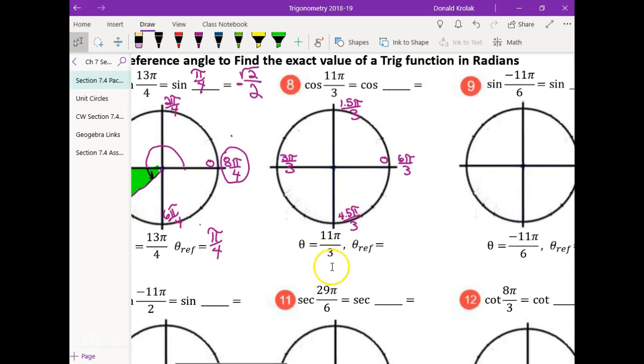All right, so we've got to figure out where 11 pi over 3 is. Okay, all right, so Jaime, what am I going to do to get it on that unit circle, or on that circle that we drew?